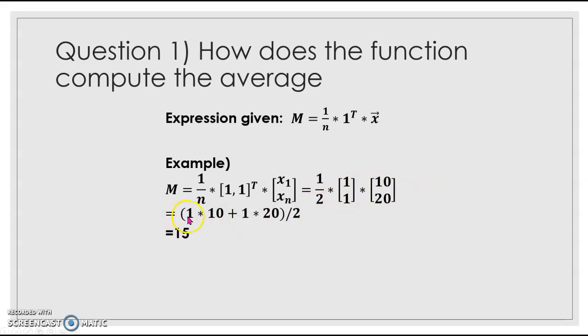If we do 1 times 10, that's 10. Then we add 1 times 20, which gives us the sum. Once we have that, we divide it by 2, giving us an average of 15. So we have shown here that if you take these two values, add them together, and divide by 2, you will get an average.